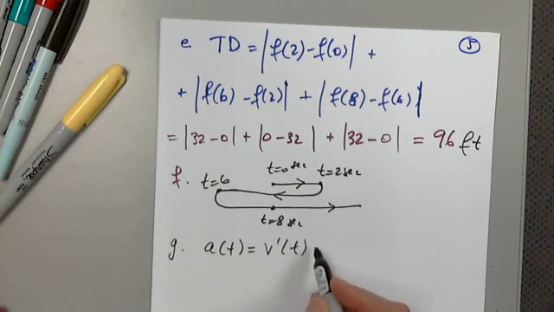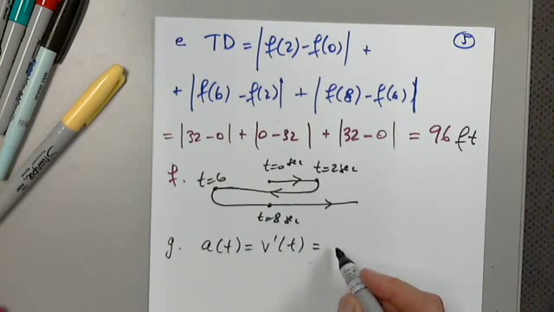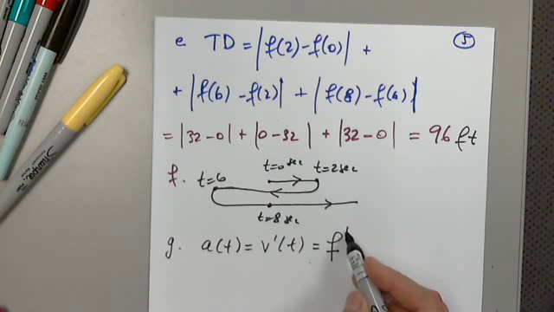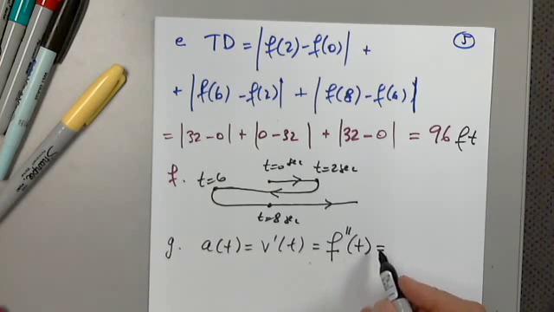v prime of t, or f double prime of t, correct? Yes? Good. So we had, what was the derivative? So then we have, okay, 6t minus 24. Agreed?